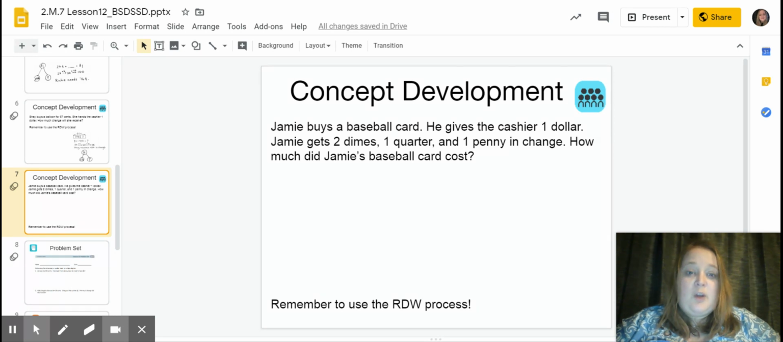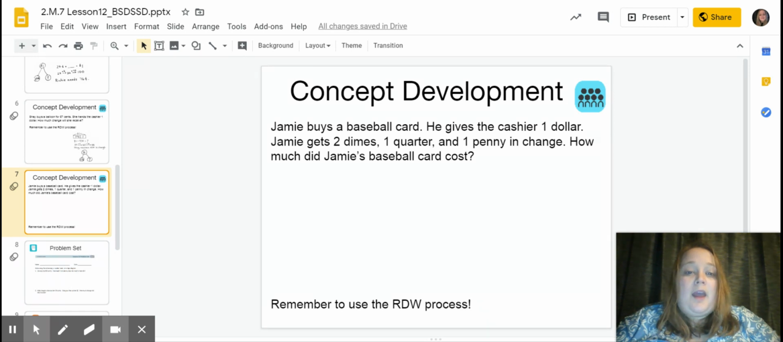And then you can even take a picture of it and upload it to our page, and your teachers will be able to see it, and they will be so excited. You ready? Here's your problem. Jamie buys a baseball card. He gives the cashier $1. Jamie gets 2 dimes, 1 quarter, and 1 penny in change. How much did Jamie's baseball card cost?